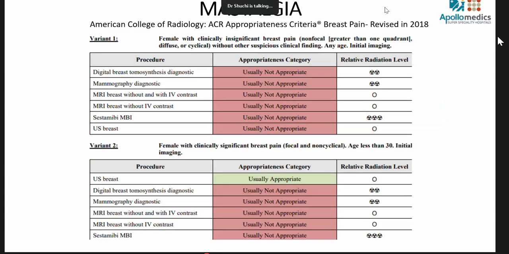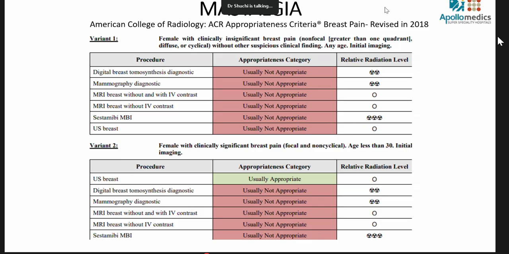So ACR has come up with the revised criteria for evaluation of breast pain in 2018. For females who have clinically insignificant breast pain that is non-focal, greater than one quadrant, diffuse or cyclic, without any other suspicious clinical findings, at any age, initial imaging: nothing is recommended. But it doesn't happen that way. If a female comes with breast pain, you are supposed to do an ultrasound. Most of the time, your clinician will ask, okay, please do one ultrasound, even though it is not recommended.